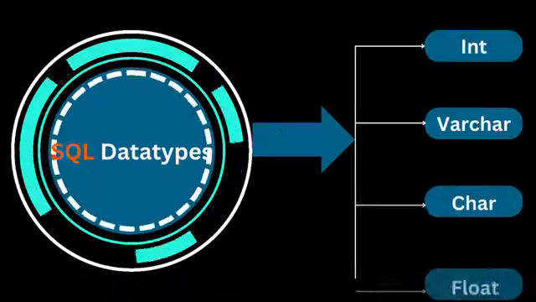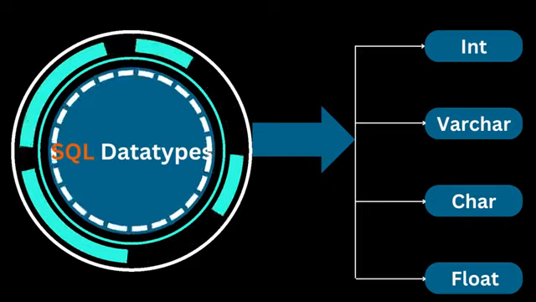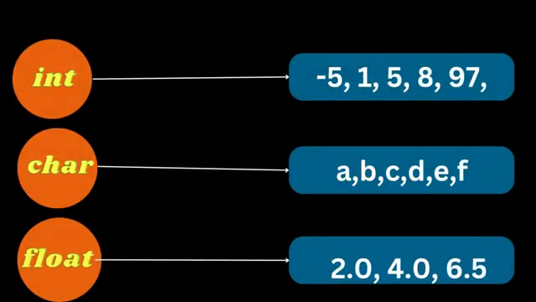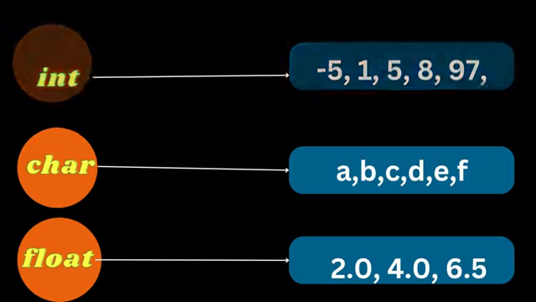The frequently used data types are int, varchar, char, and float. Each data type stores specific kind of values. For example, int stores only integer values, char stores only character values, and float stores only decimal values.